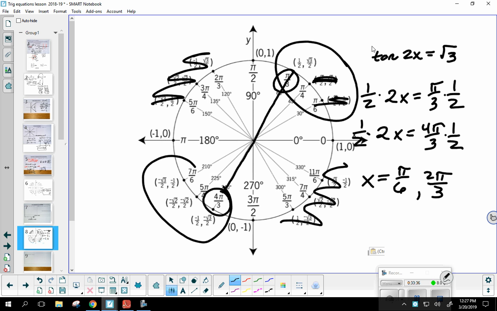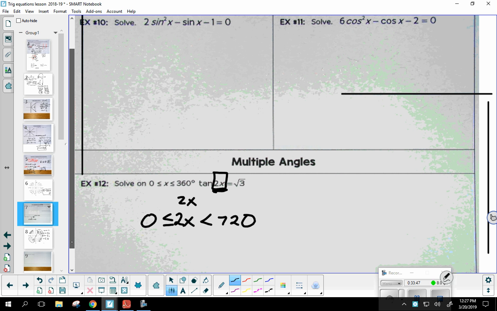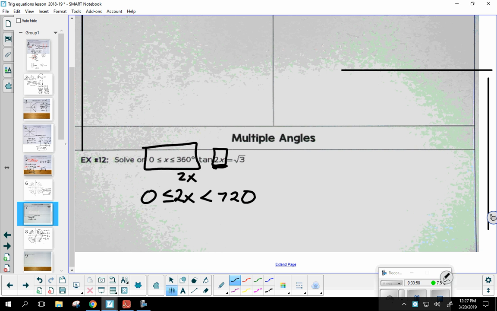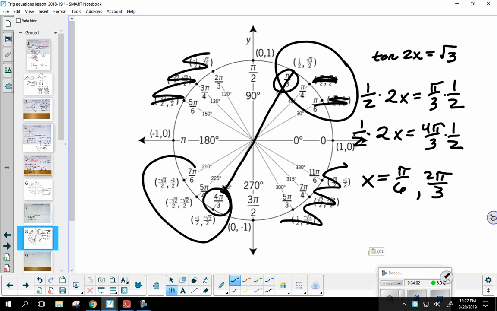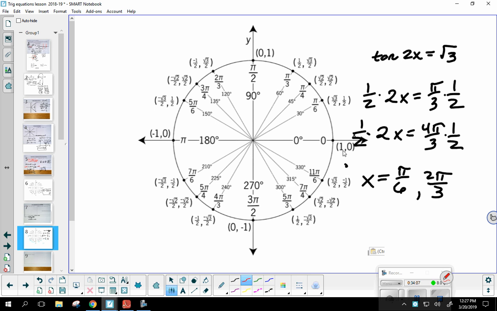Now, are those going to be my only 2 answers? Why not? Remember, what was the very first thing we looked at on this problem? We wanted to solve this between 0 and 360, but I had to place that 2 in there. So what did it do to my interval? It doubled it. So I'm going to use the idea of coterminal angles. Pi over 6 is what we got as a first answer, right? Because we divided through by the 2.